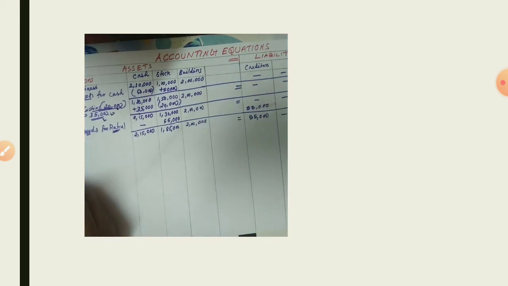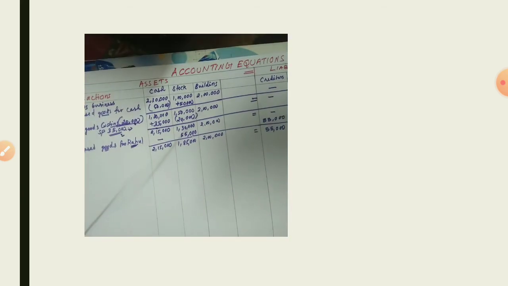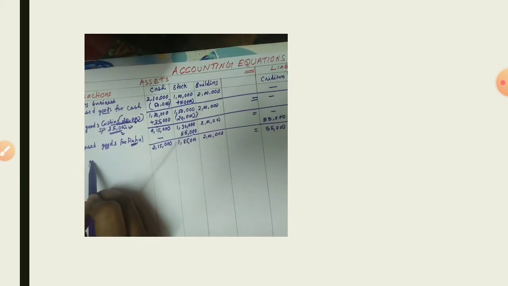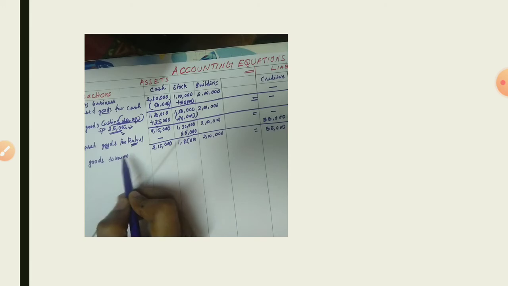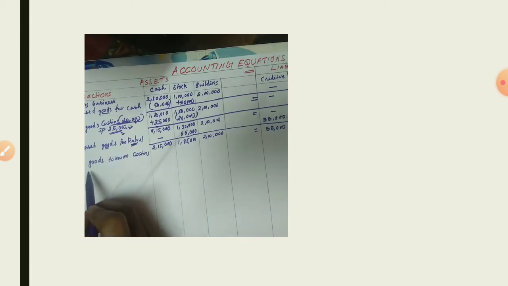Now another one, the fifth one is sold goods to Varun. Again we are selling goods. So sold goods to Varun, costing. Always whenever a sale is there, you check the cost price, because from our side how much we are taking, that should be known.